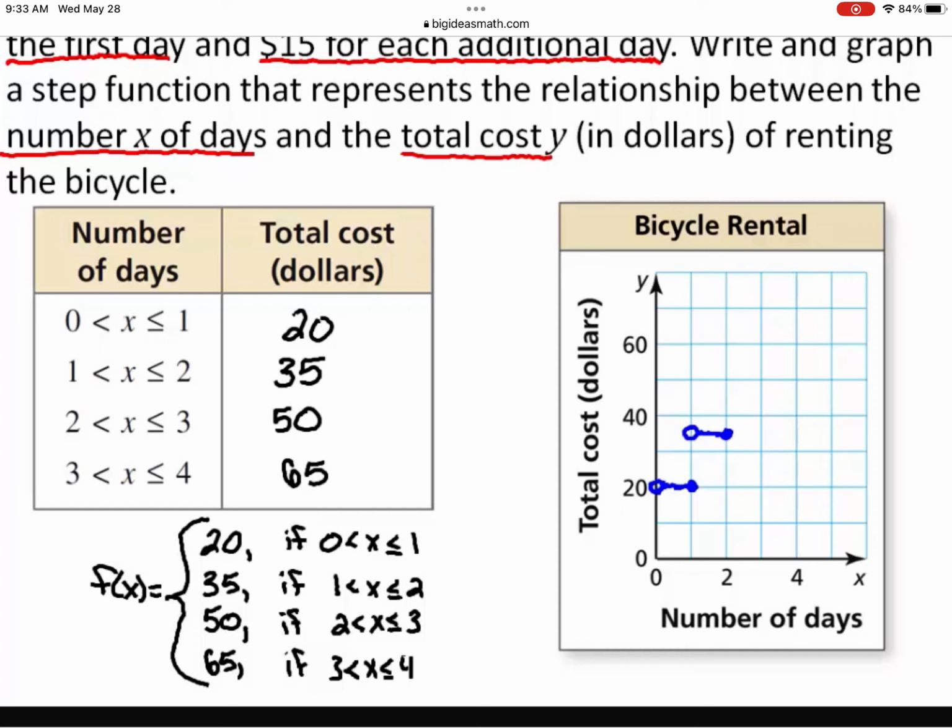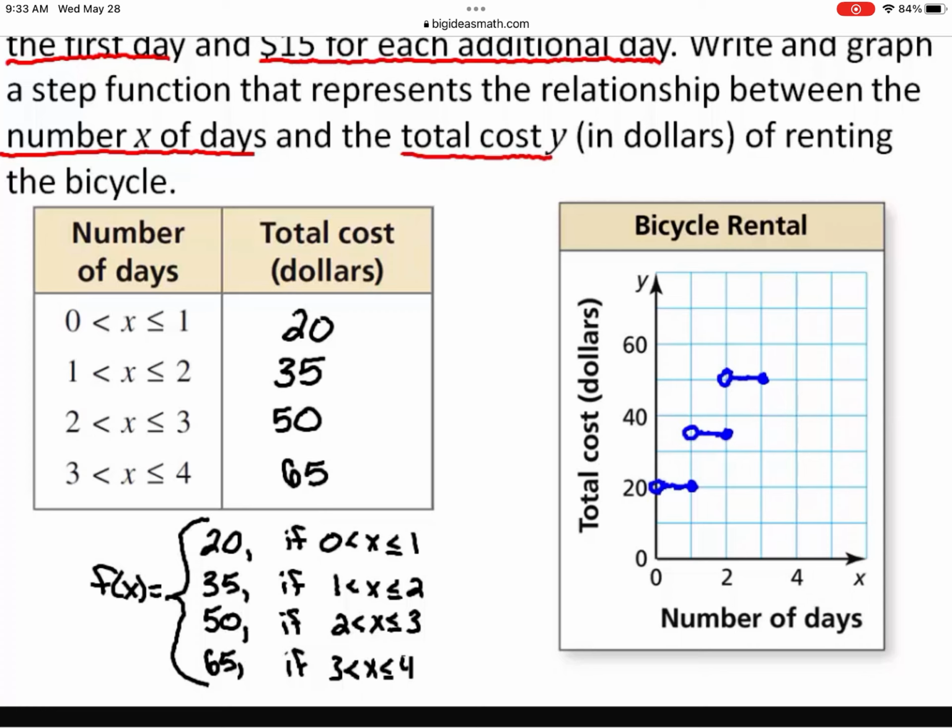Because x does not equal 2 in the third equation, draw an open circle at (2, 50). Then draw a line segment at y equals 50 for all values of x greater than 2 and less than or equal to 3. Because x equals 3 in the third equation, draw a closed circle at (3, 50).